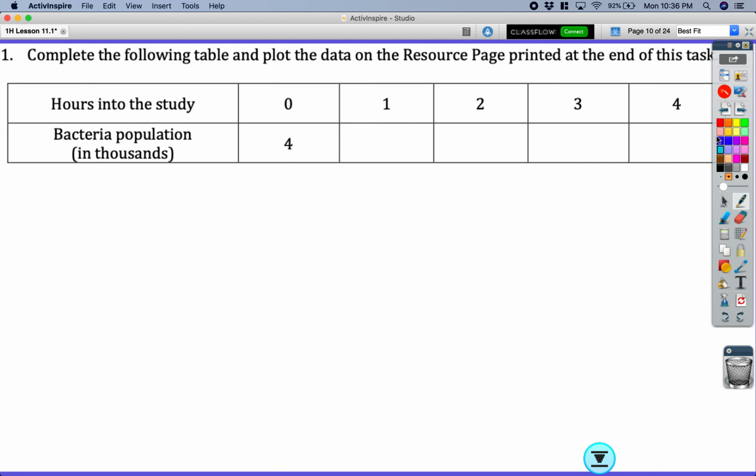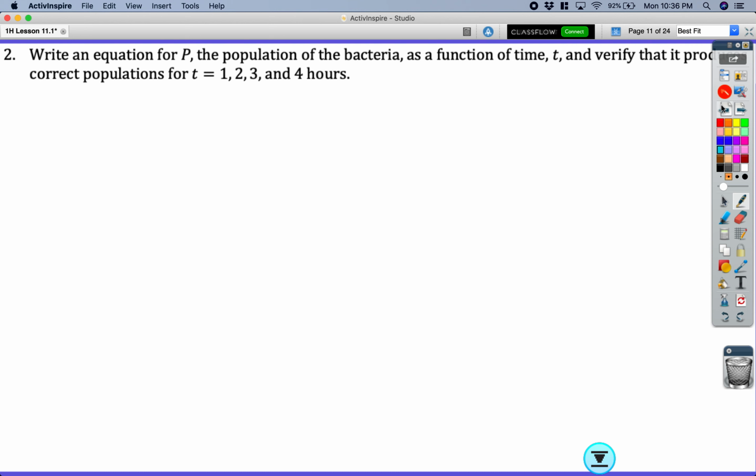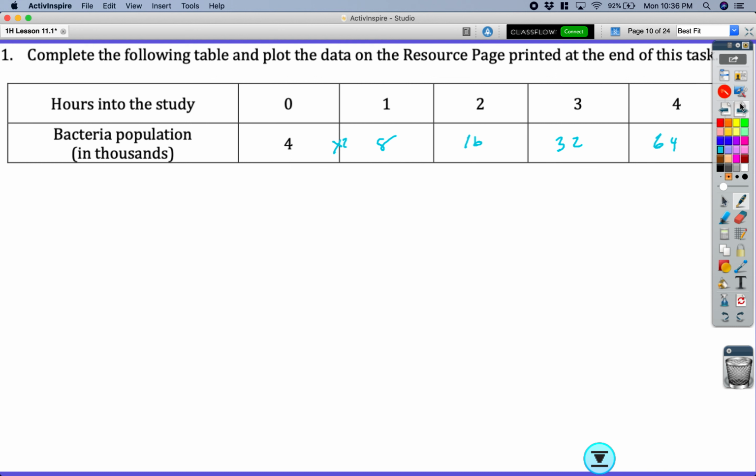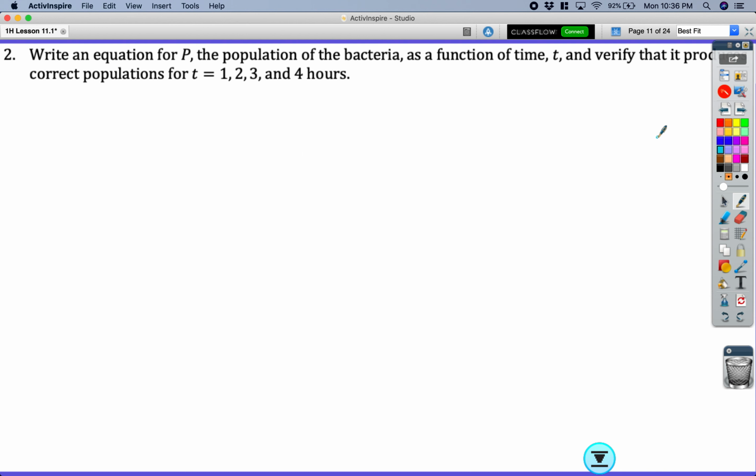Let's take something we already know that we just looked at. They're exploring bacteria, and the population of bacteria in thousands is going to double each hour. So I'm going to have 8, 16, 32, 64,000 pieces of bacteria after 4 hours, okay? We're going to take this idea here. It says, write an equation for P, the population of bacteria as a function of t, time. As you can see, it had a growth factor of 2. It was doubling every hour.